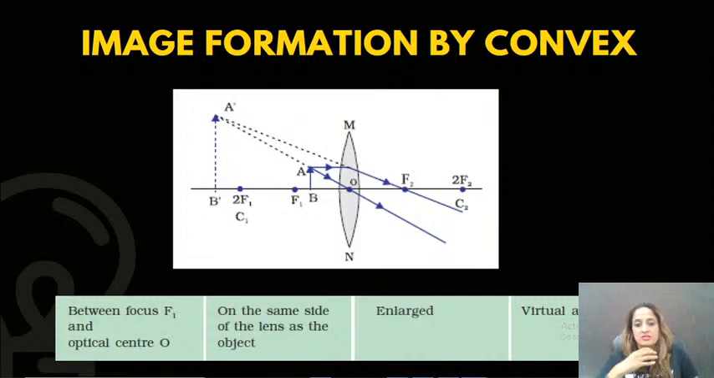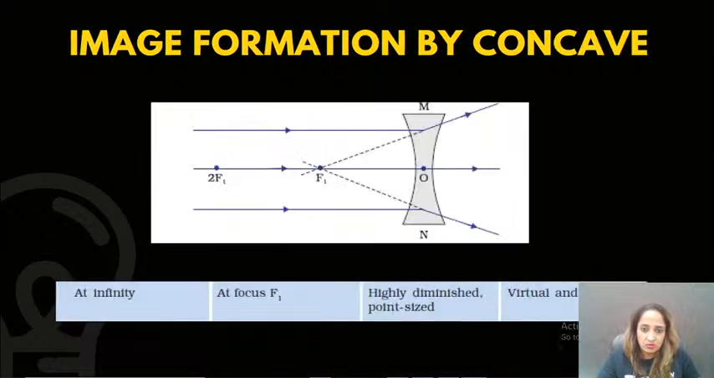So this is what we get when we have objects placed at different locations on the principal axis for this convex lens. All right, so now we will talk about how the images are formed on a concave lens.